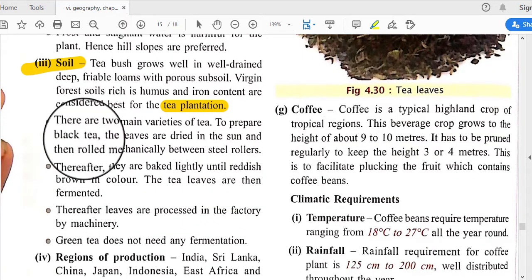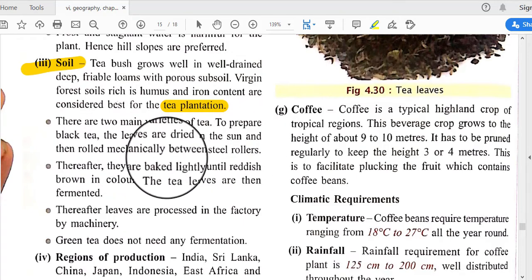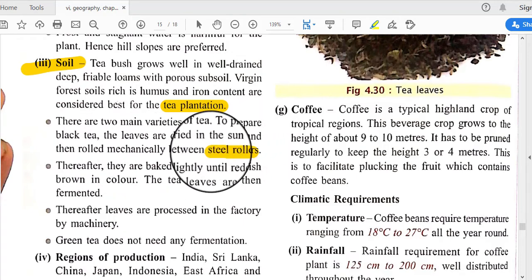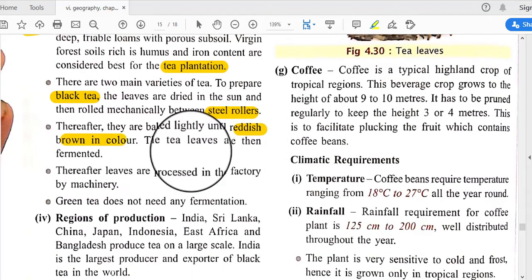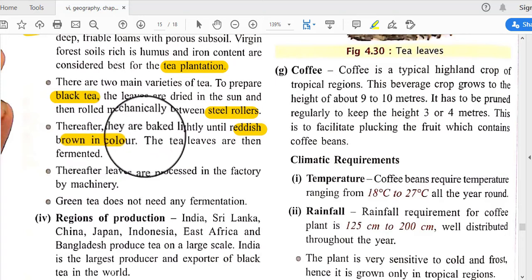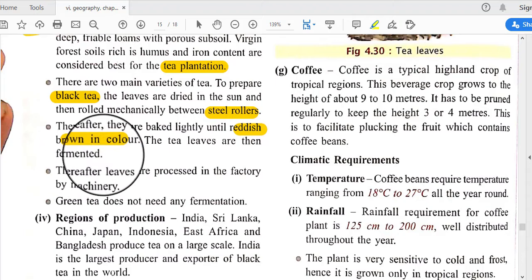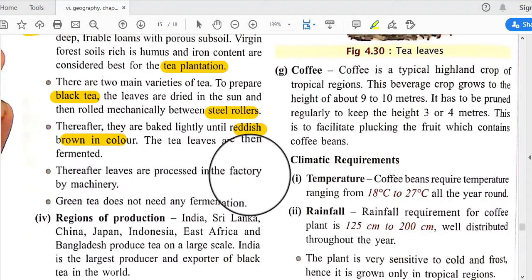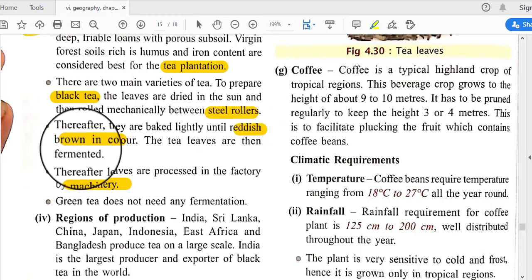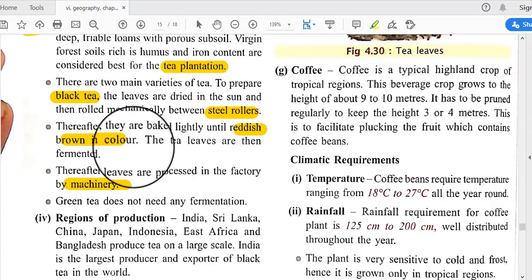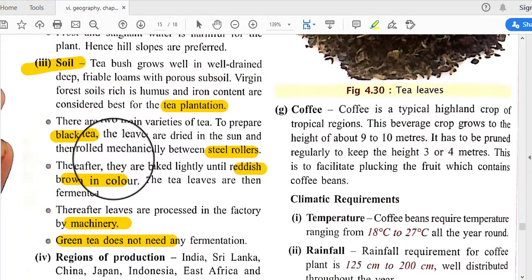To prepare black tea, the leaves are dried in the sun and then rolled mechanically between steel rollers. Thereafter they are baked lightly until a reddish brown color, and the tea leaves are then formed and processed in the factory by machinery. So this is black tea, reddish or brown in color. The other type of tea is green tea. These two types of tea are found.